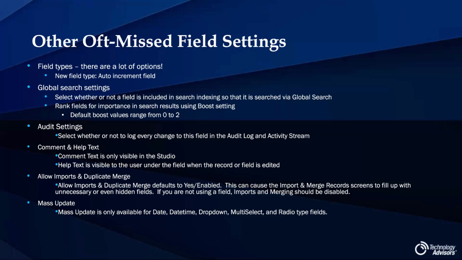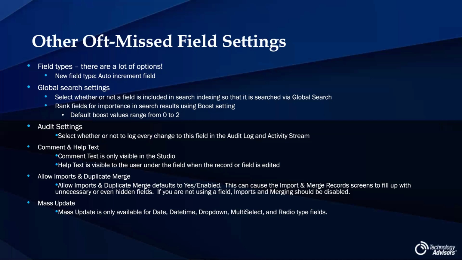You can also set comment and help text through Studio fields. Comment text is only visible in Studio, so it's basically a place for multiple system administrators to talk about what a field is being used for or put notes in about a field. Help text is actually shown to the user. So sometimes you might see when you're working in Sugar, if you hover over a field or you're editing a field, it will pop up with some additional information. That's the help text.